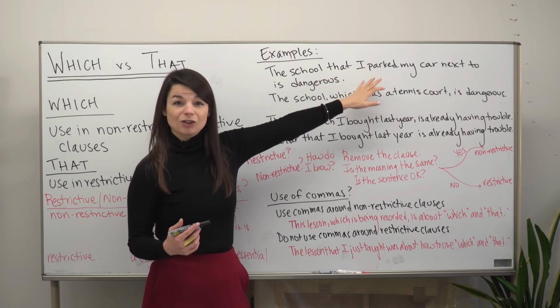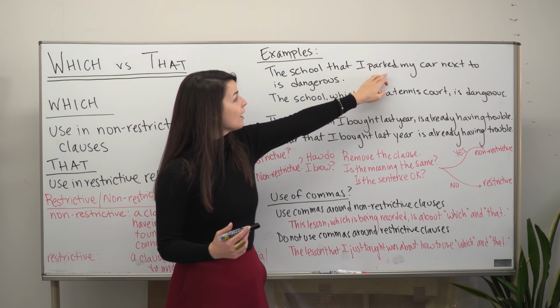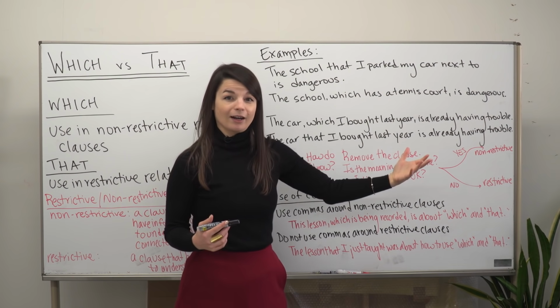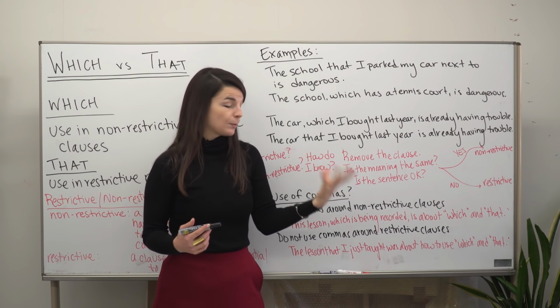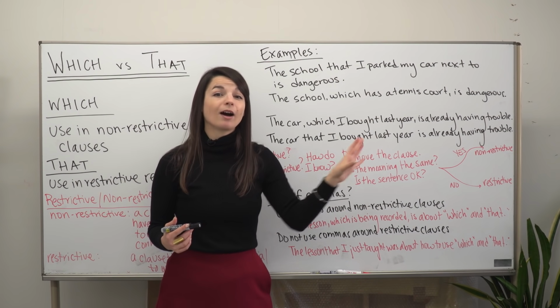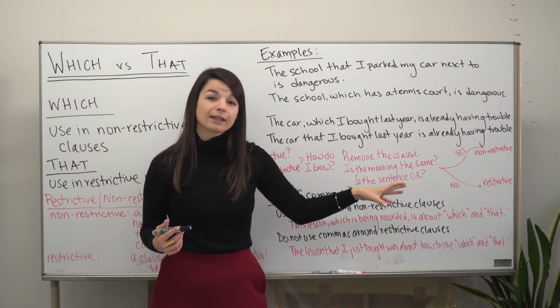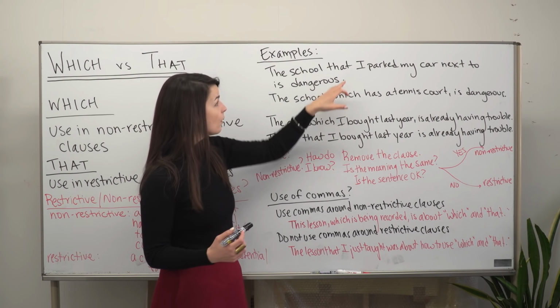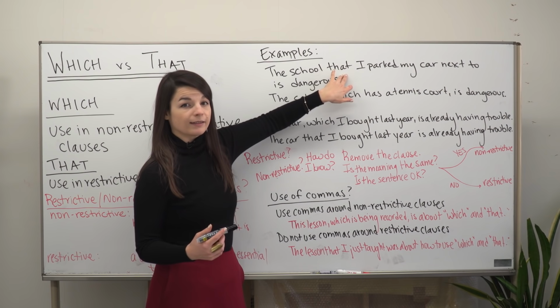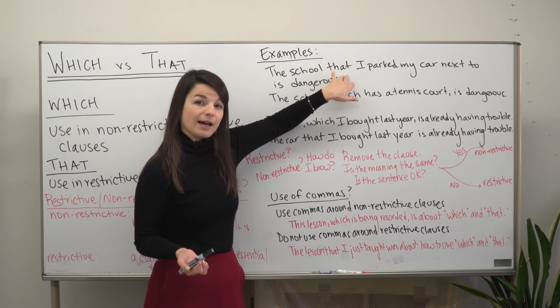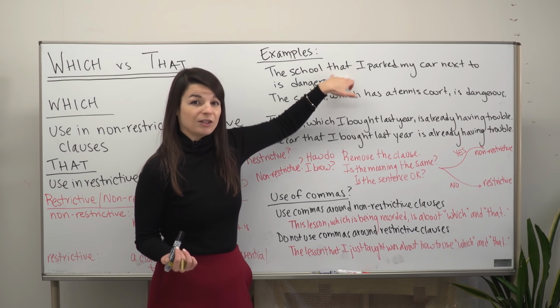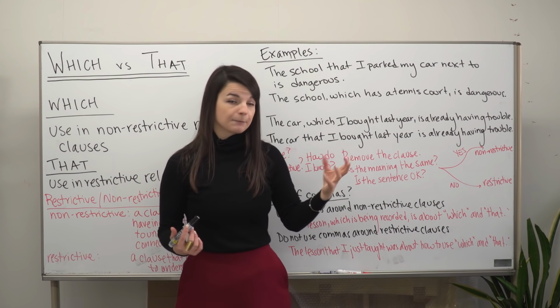However, the meaning changes. The key here is that I parked my car there, so I want to explain that specifically the school that I parked my car next to, this school in particular, is dangerous. So that shows us that it's a restrictive clause. We have to use that in this sentence because the information is essential to our understanding.